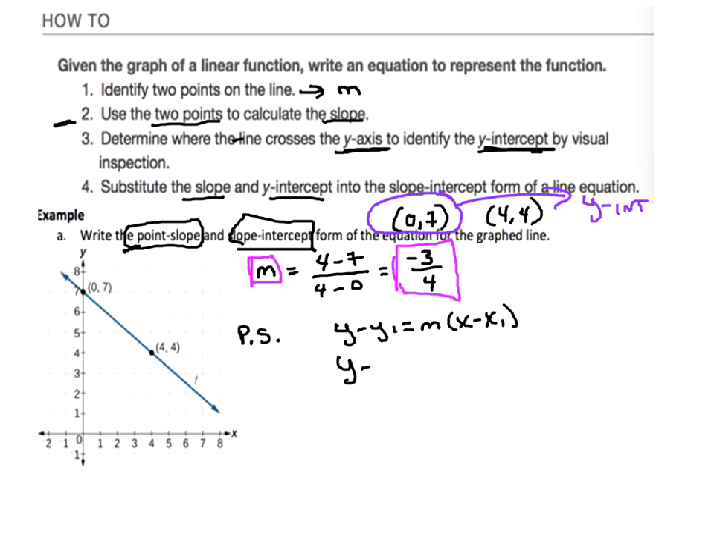And so I have y minus y1 equals m times x minus x1, 0. Okay.